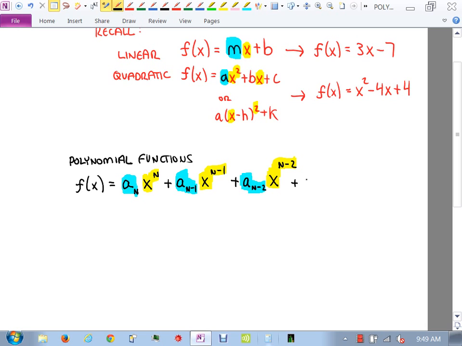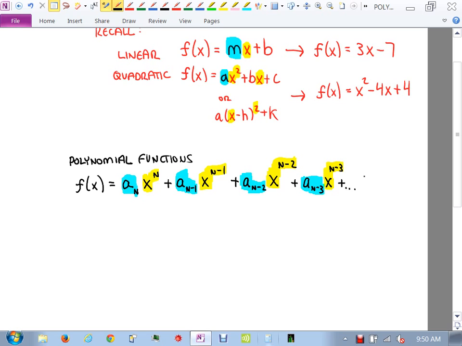Plus a sub n minus 3, x to the n minus 3. Which is just the x one power down again, isn't it? And then, after that, plus dot, dot, dot, which means, well, not forever, though, because think about n. Isn't n going to be a power, isn't it?